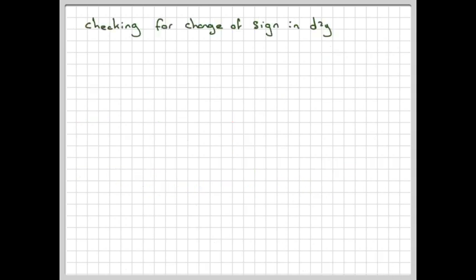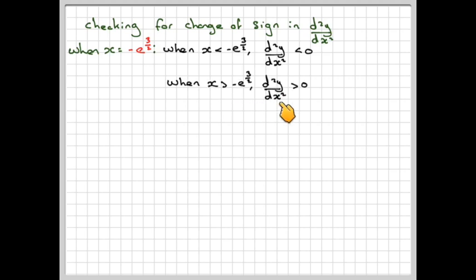Checking for change of sign in the second derivative, when x is equal to minus e to the 3 over 2 and x is just less than that, the second derivative is less than 0. And when x is just greater than that, the second derivative is greater than 0. So we just need to take points less than that and just more than that in order to find the resulting inequality. As there is a change in sign, then x equals minus e to the 3 over 2 is a point of inflection.